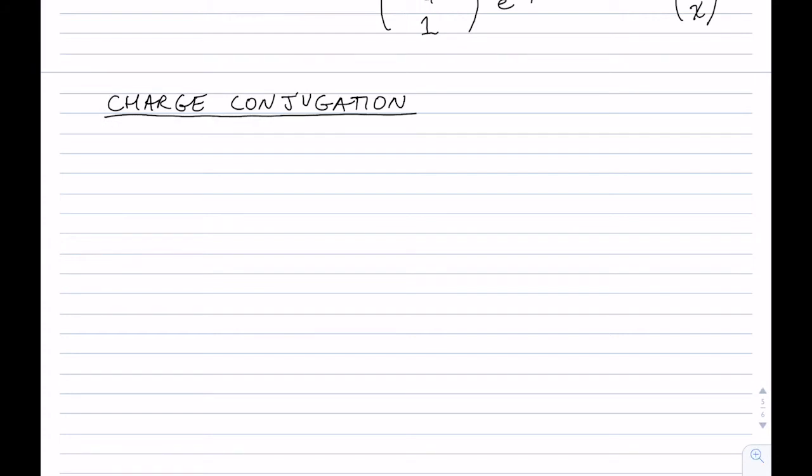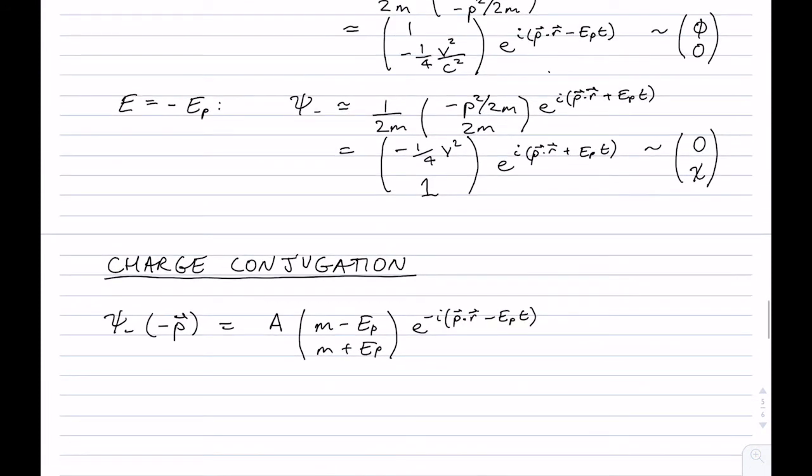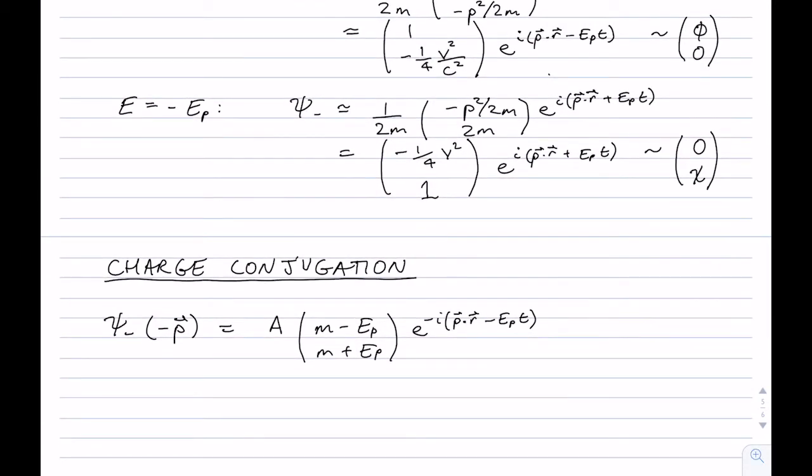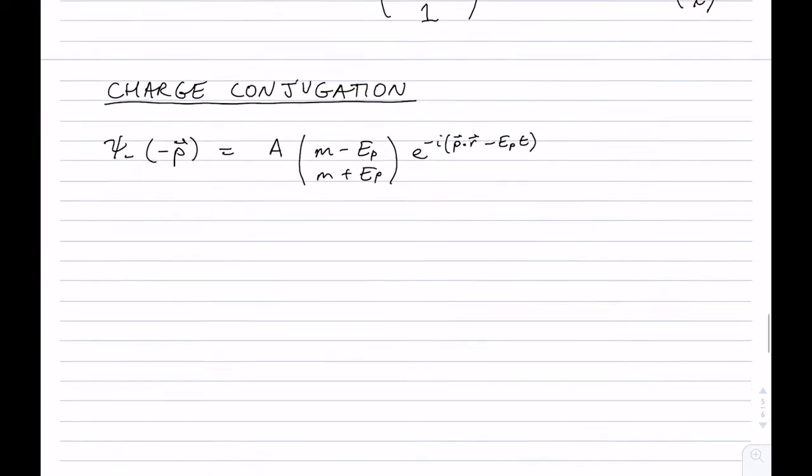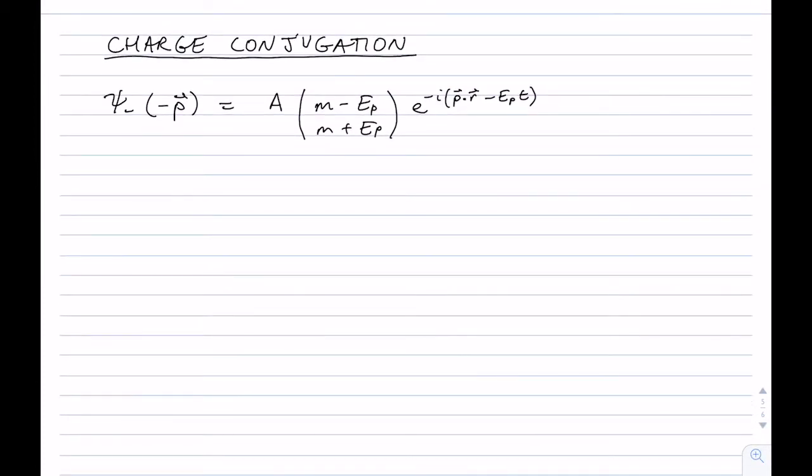So we've already found out that if I take psi minus p, I can write that one as, remember A was the same for both of them, A (m minus EP, m plus EP). And now, because I've got that minus P in there, I can write it like this. If we have a look at this equation here, psi minus, but for minus P instead of plus P, it's m minus EP on the top, just as it was before.